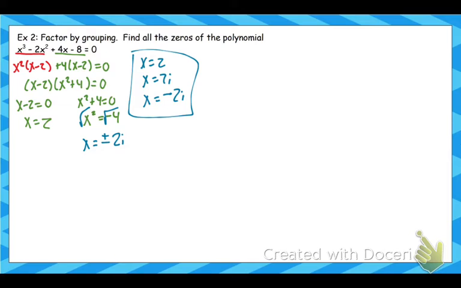Now, one thing you may start to notice happening, these i's are coming in pairs. You have plus or minus for both of them, and that's going to be true for square roots as well.